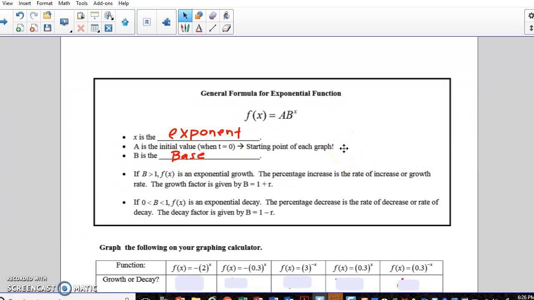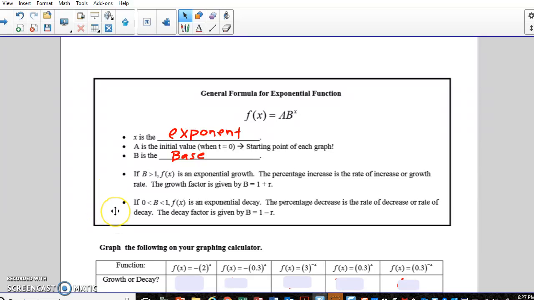With a, think of the initial amount of money that you put into the bank, the initial amount of money that you have that maybe you're going to lose over time. Whereas b is the base. So here is a way that we can tell if we have growth or decay. If b is greater than 1, then f of x is an exponential growth function. The percentage increase is the rate of increase or growth rate. The growth factor we find by b is equal to 1 plus r, okay?